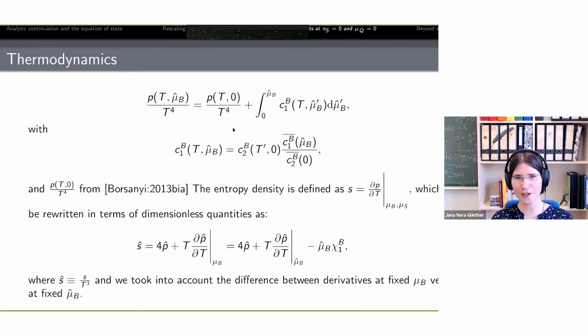So to get the pressure, we have to integrate our baryon density, where we can rewrite the dependence of the chemical potential like this. And we take our pressure at 0 chemical potential, actually from a rather old work from 2013. We then also calculate other quantities, for example, the entropy density S.